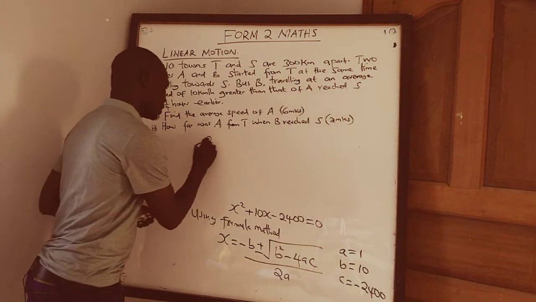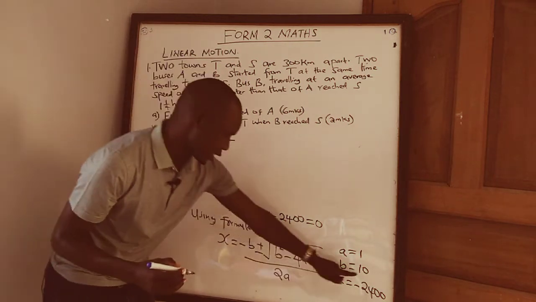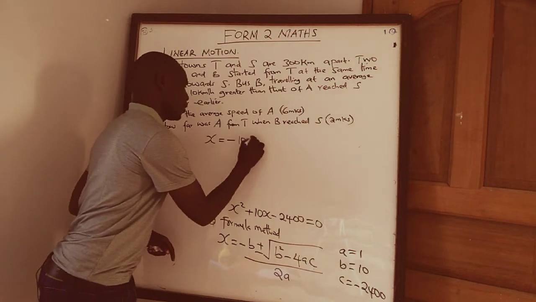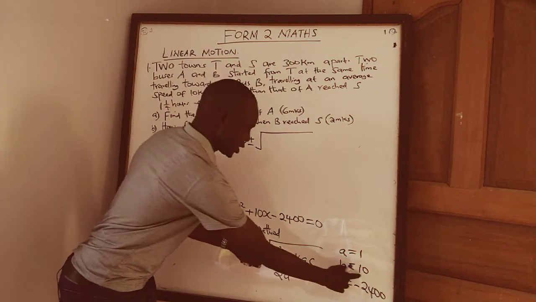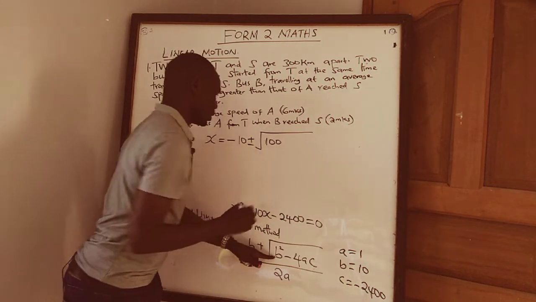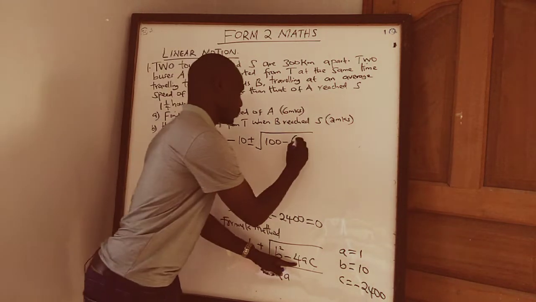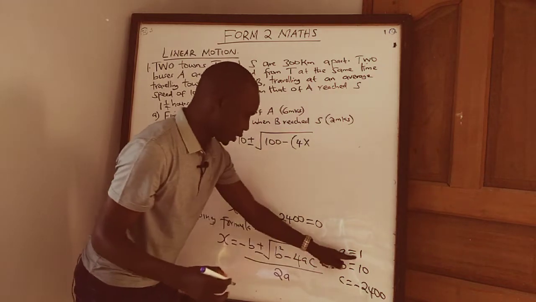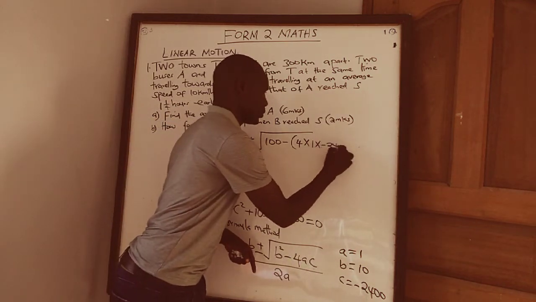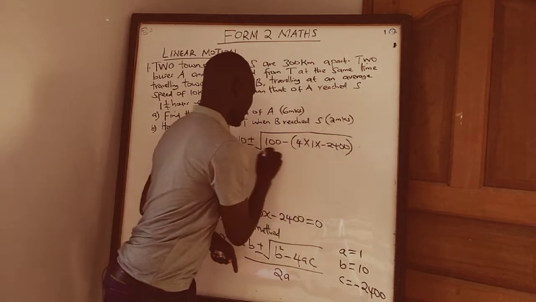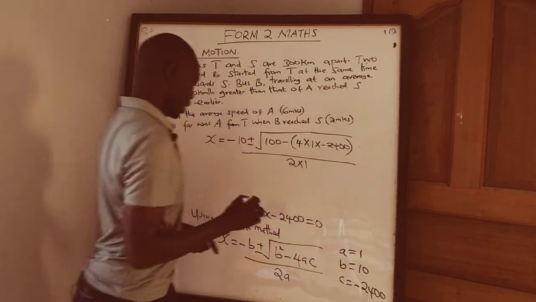Now, our x is going to be equal to minus b, which is minus, the value of b here is 10, so it is minus 10 plus or minus the square root of b squared. What is the value of b? It is 10, so it is going to give us 10 squared, which is 100, minus 4 times the value of a, which is 1, times the value of c, which is minus 24, everything here divided by 2a, which is 2 times a, and our a is 1.